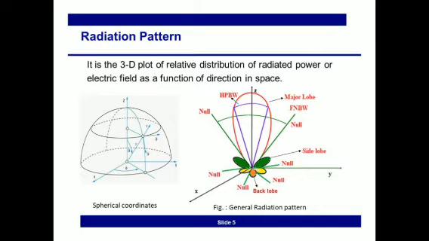Now what I have shown over here is basically a typical or general radiation pattern which can be drawn for an antenna. Now this particular beam is called the major lobe of the antenna, and this is the lobe which has a major radiation coming from the antenna. So this is the direction of the major beam, and this is the direction in which the antenna is throwing most of its power.